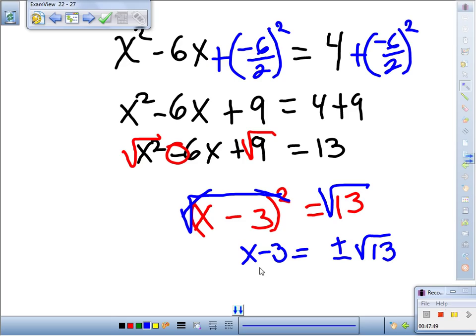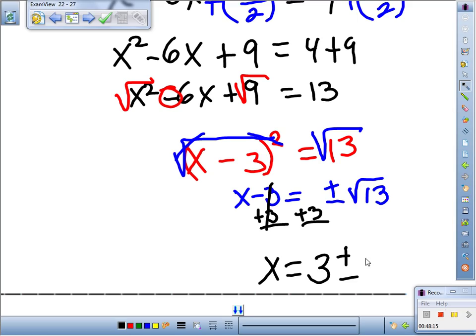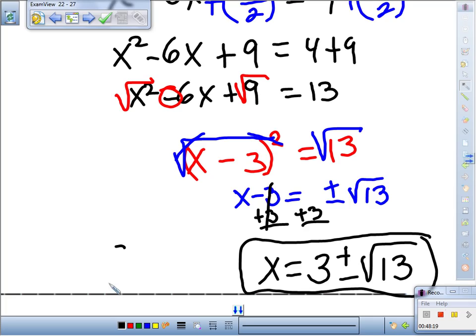However, are we done? Are we done solving for x? No. What do we do from there? Plus 3 on both sides. So my solutions for this equation is x equals 3 plus minus square root of 13. Solution.